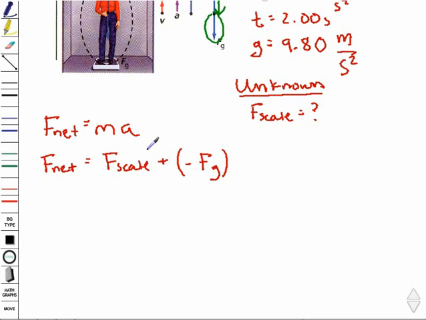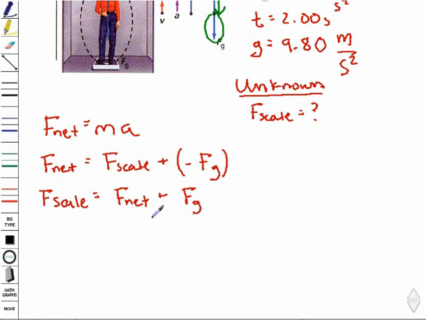And since this problem asks us to figure out the force from the scale, we want to get that by itself in this equation. So when we rearrange this equation, we're first going to add the force due to gravity, or the weight, to the other side, and find that the force from the scale is equal to the net force plus the weight, or the force due to gravity. So we're going to use this when we do our final calculation.